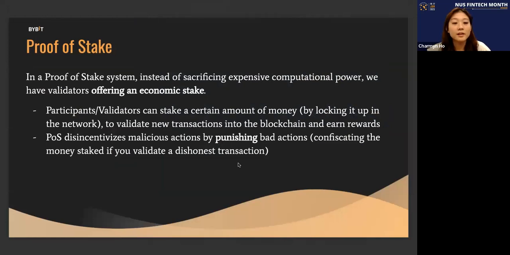So another popular consensus mechanism is proof of stake. Proof of stake involves offering up economic stake by locking up a certain amount of money in the network before being able to validate new transactions and earn rewards. So malicious actions by validators are disincentivized through confiscating of money staked when they validate a dishonest transaction. So I don't think I'll dive too much into this mechanism, as essentially it's the same as proof of work, just with different components and methods of proving trustworthiness. Okay, next.